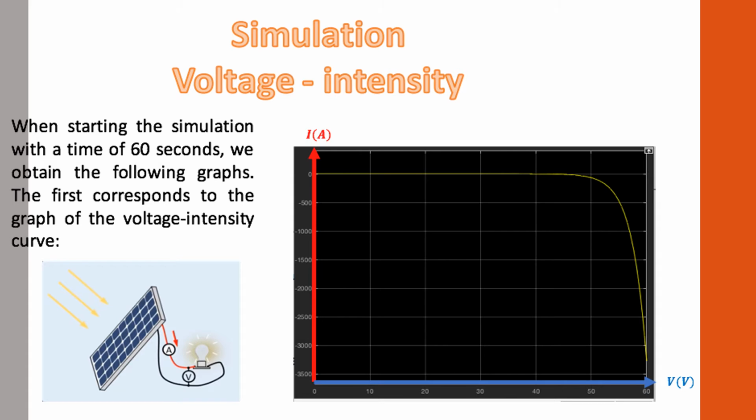Now the simulation will start with a time of 60 seconds. Once the program is complete, the scope will show us the characteristic curves of a solar cell. The first one is the voltage-intensity curve. As we can see, when the voltage between the cell's terminals is low, the current intensity remains constant, and at a higher voltage the current decreases rapidly. In the image, we can see a representation of what the solar panel will be.